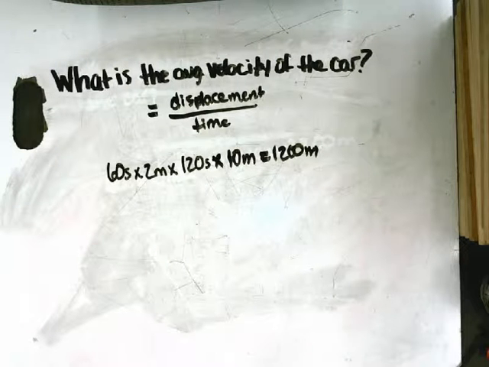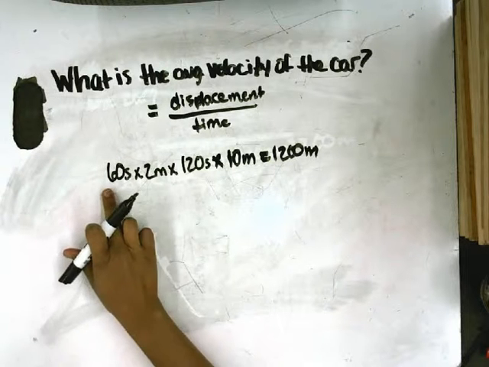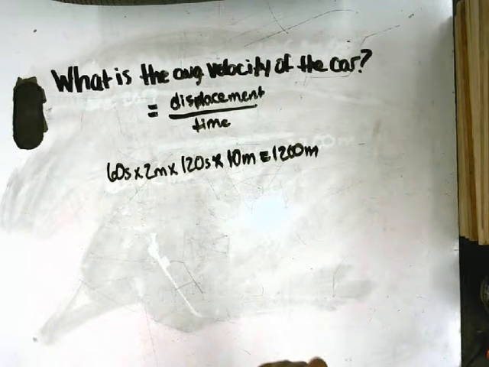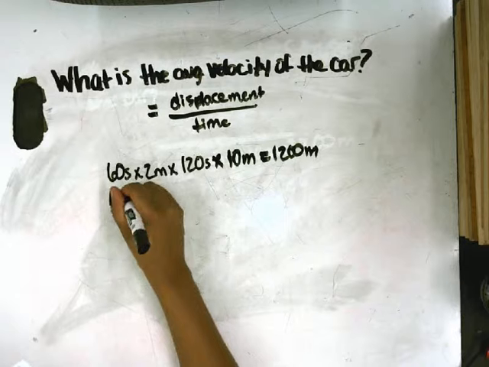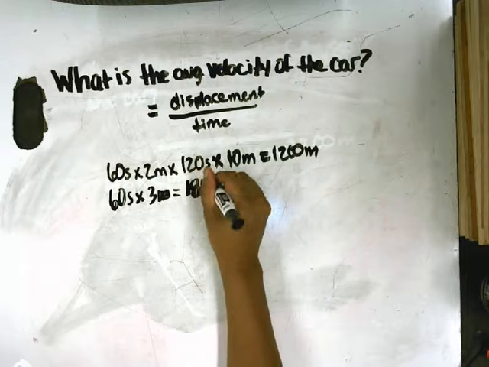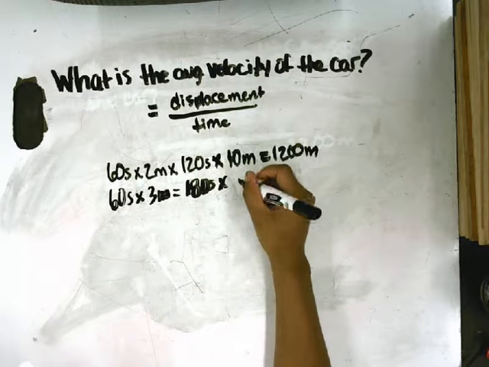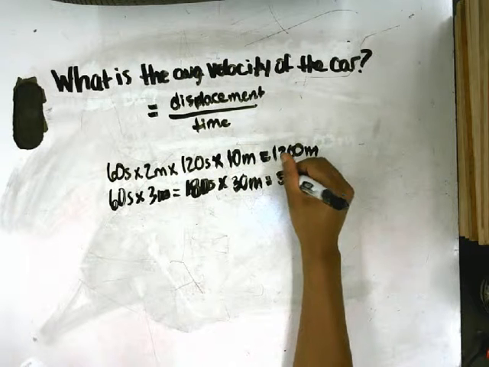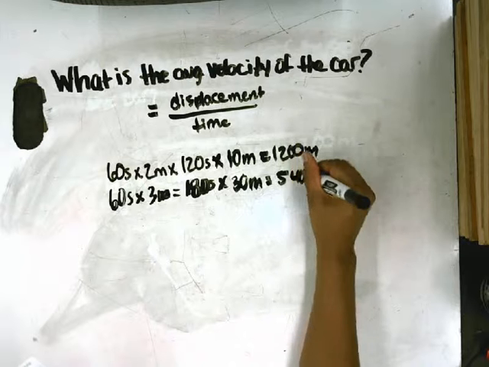Now, the car says that after it travels in a positive x direction at a rate of 10 meters per second for 2 minutes, which is this equation that we did right here, it then turns and travels in the positive y direction for 30 meters per second for 3 minutes. So essentially you're going to do the same thing. You're going to figure out how many seconds are in 3 minutes. Multiply that, you're going to get 180 seconds. You're going to multiply that 180 seconds by the 30 meters per second the car is traveling, which is going to be equal to 5,400 meters.